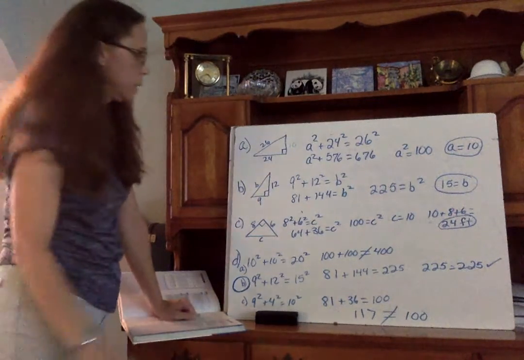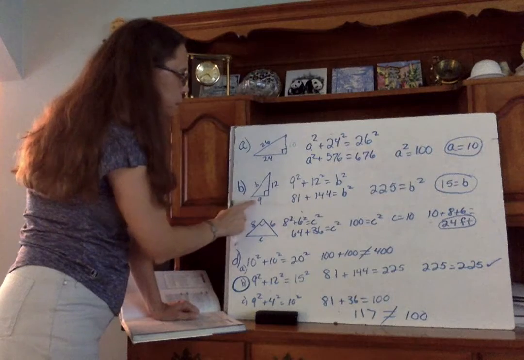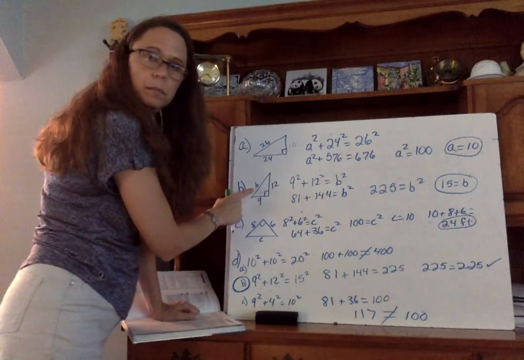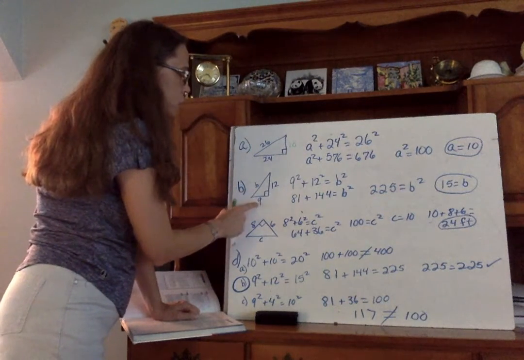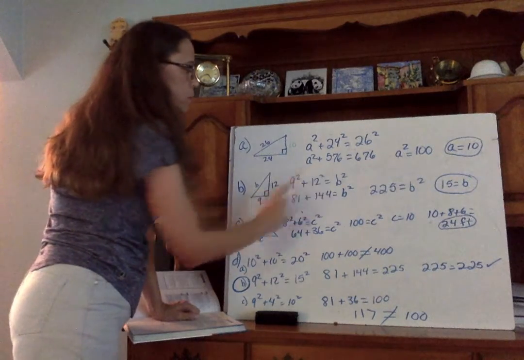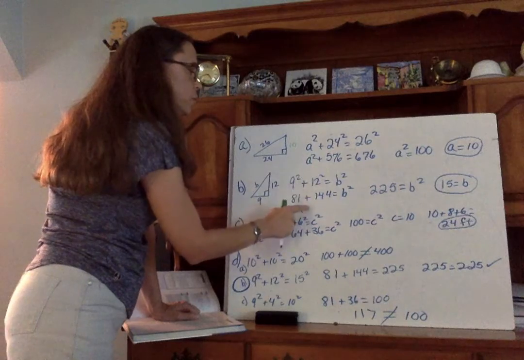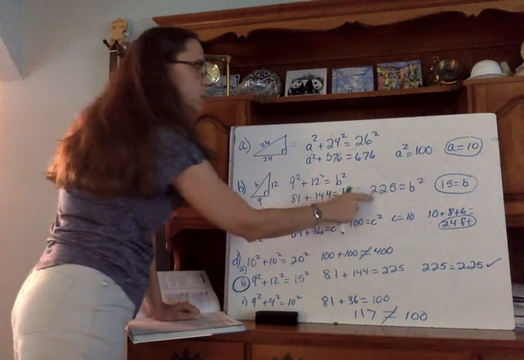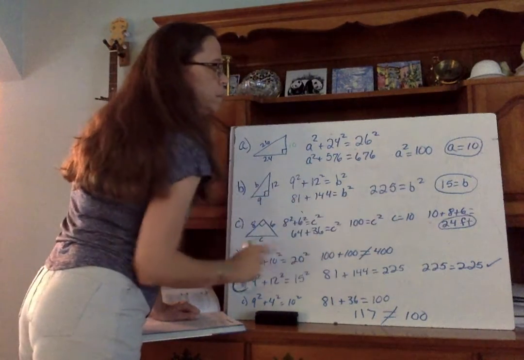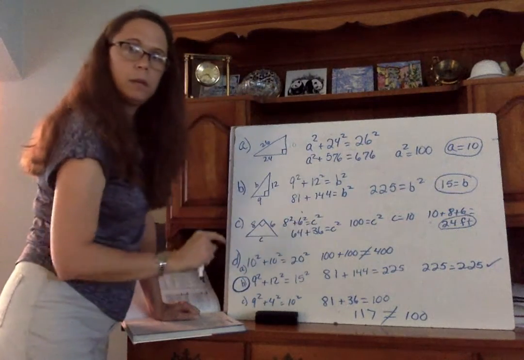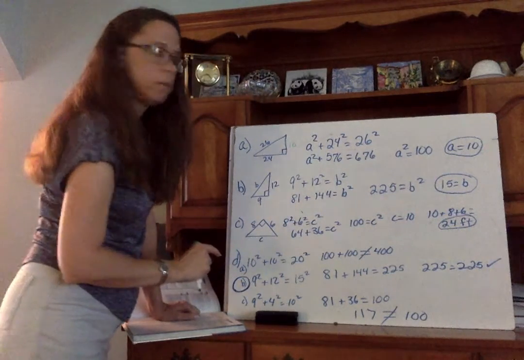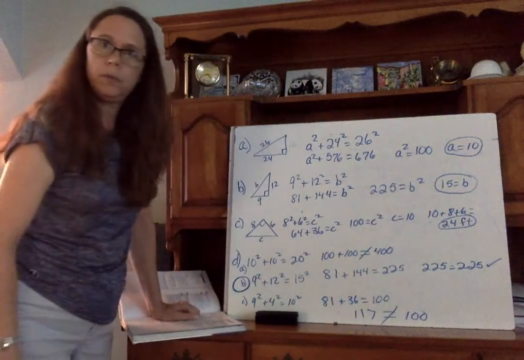B, I'm missing the hypotenuse. So I did this leg squared plus this leg squared is equal to the hypotenuse squared. 9 squared is 81. 144 is 12 squared. That gives me 225 equal to B squared. I know that 15 times 15 will give me 225. So B has to be 15.